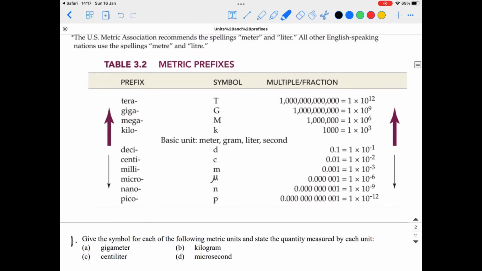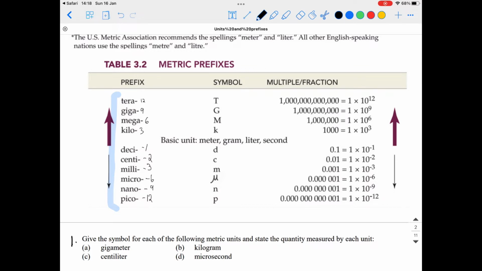Now let's look at some metric prefixes. Here are some metric prefixes that are commonly used in physics. So tera is 10 to the power of 12, giga 10 to the power of 9, mega to the power of 6, kilo to the power of 3, deci to the power of -1, centi to the power of -2, milli to the power of -3, micro to the power of -6, nano to the power of -9, and lastly pico to the power of -12. For these prefixes, we have symbols.